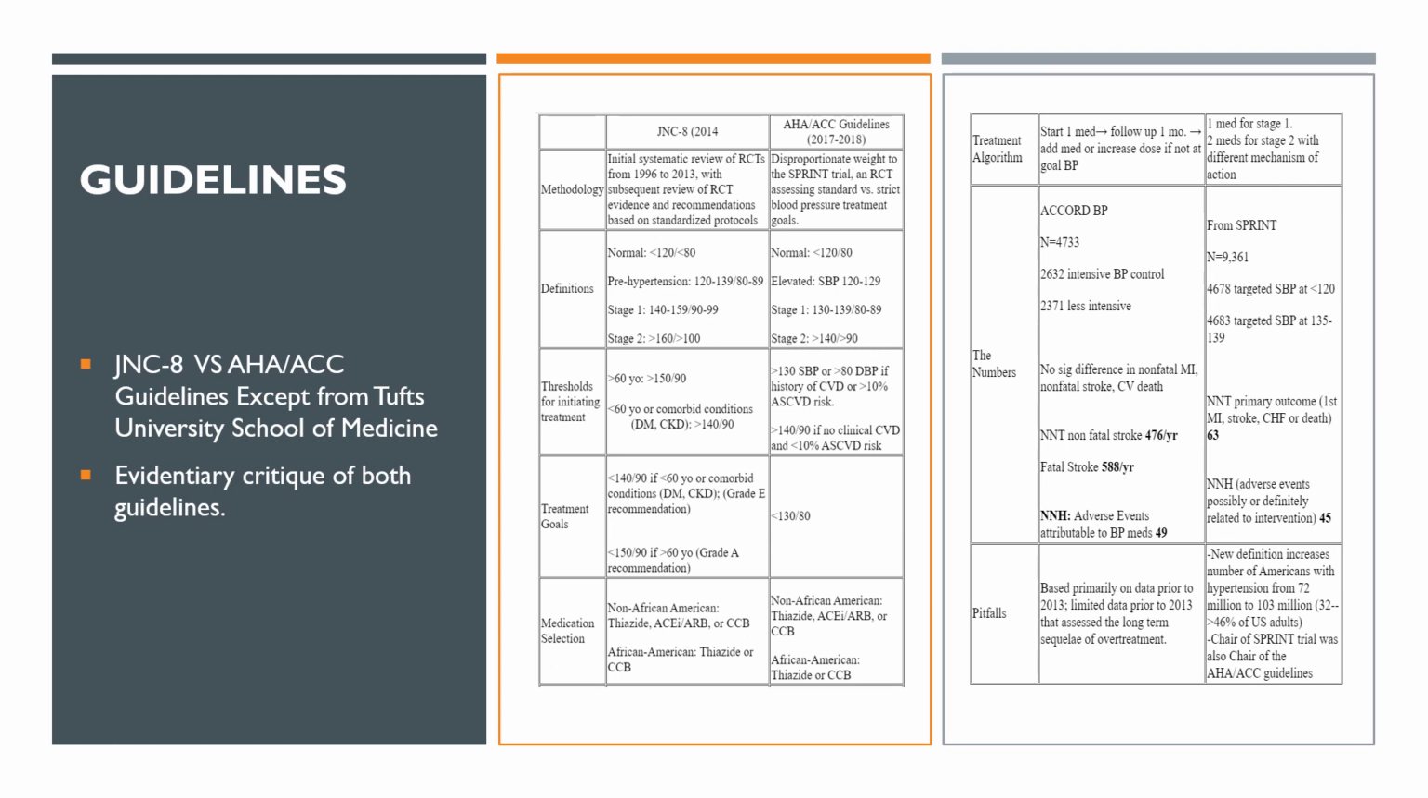Guidelines. JNC 8 versus AHA guidelines. This is an excerpt from Tufts University School of Medicine. This is also the evidentiary critique of both guidelines. At this point, it will be okay to pause the video to carefully go over the tables. These are just highlights of the evidence abstracted from both guidelines. The most important thing to note or focus on is the clinical endpoint and the validity, quality, or strength of both guidelines.